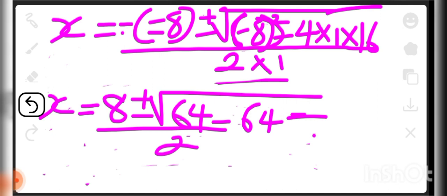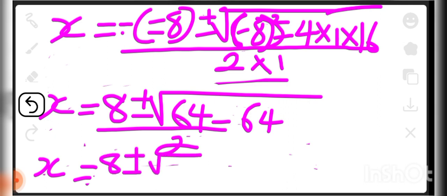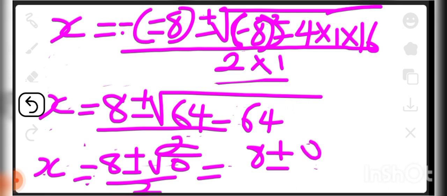Okay, let me just solve it to the downside. x will now be equal to 8 plus or minus the square root of 64 minus 55, which is 0, over 2. That will give us the square root of 0, which is 0. So we're going to have 8 plus or minus 0 over 2.